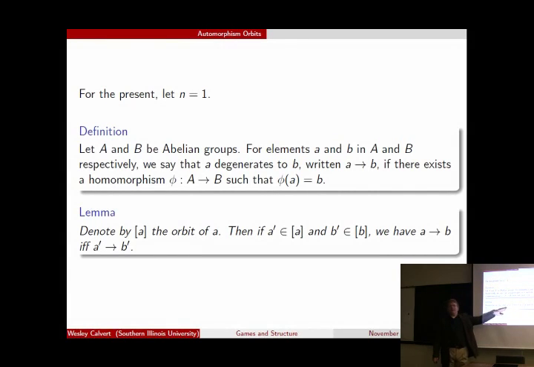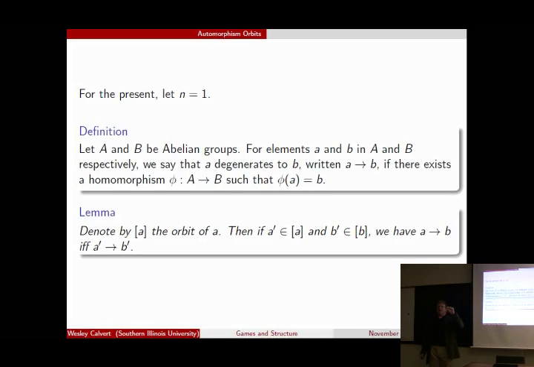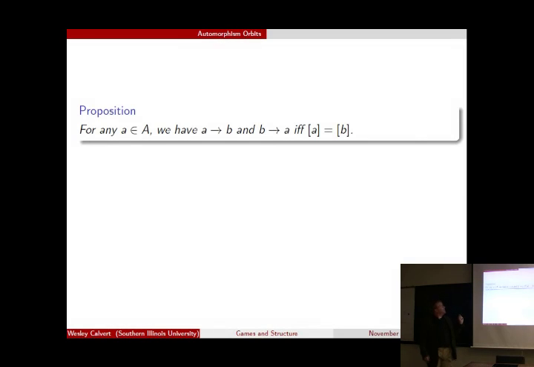This property is invariant under the automorphism group. If two elements are automorphic, then they degenerate to exactly the same other elements. That's as it should be. This part is a little more remarkable: if you have degenerations in both directions, then there's some automorphism that takes one to the other. This is not always true in structures in general, but for these finite Abelian groups, it's true.